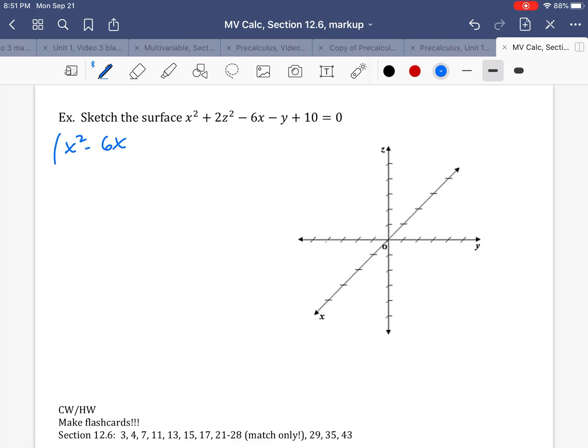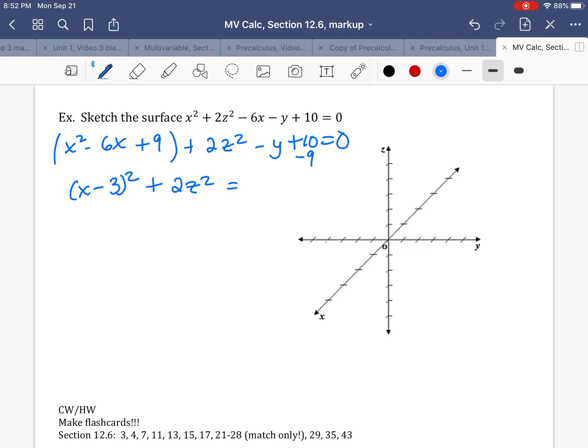So I've got x squared minus 6x. I'm going to leave a space to complete the square, plus 2z squared, and that's not going to do anything, minus y plus 10 equals 0. So I'm just going to complete the square on the x part. I'm going to take half of 6, which is 3. 3 squared is 9, so I'm going to add 9 here, and I'm basically going to take 9 away since everything's on the same side. So I have x minus 3 squared plus 2z squared.